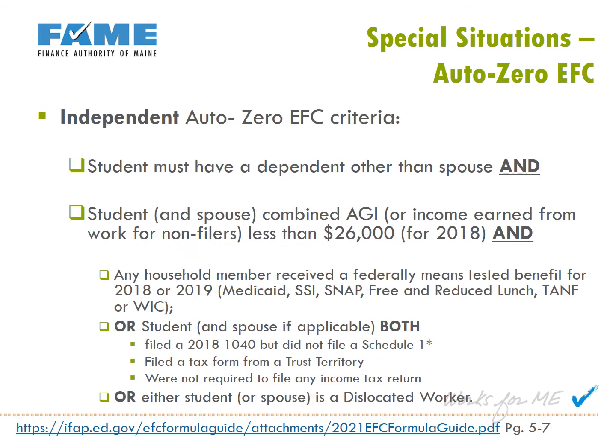If someone is an independent student, they have that same criteria, except the adjusted gross income is about the student and the spouse if they're married. But the student also, in order to qualify for this, must have a dependent other than their spouse. So that's just a little bit different.